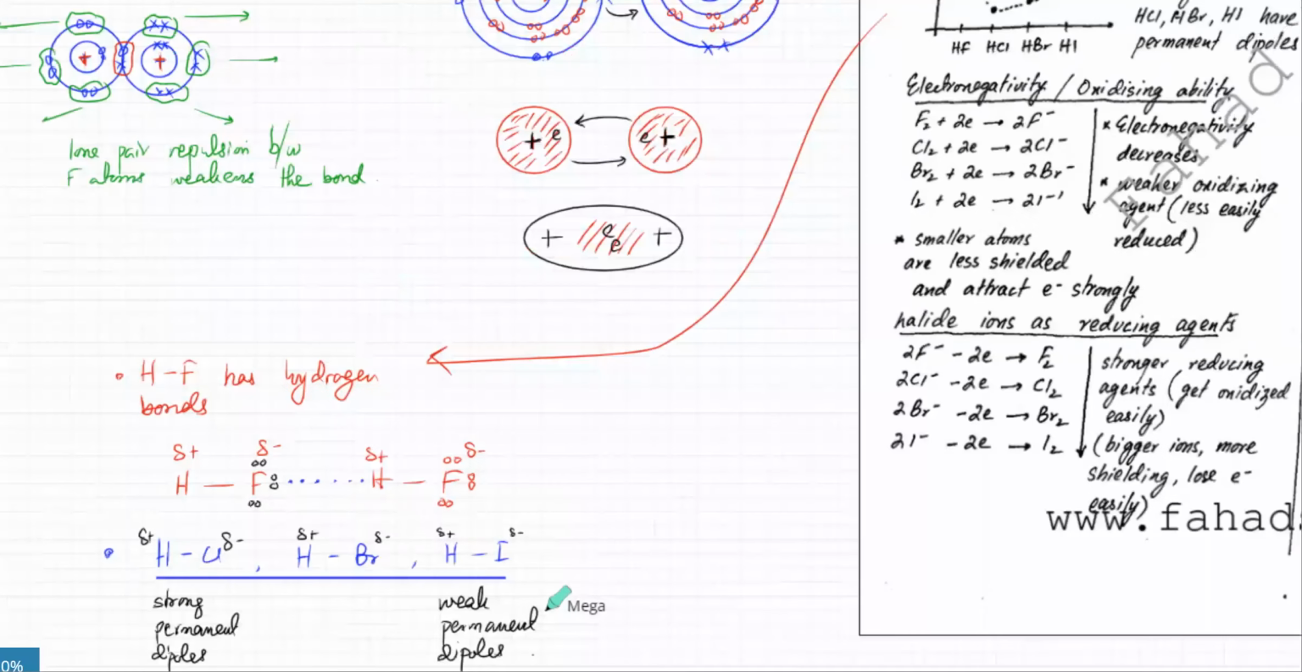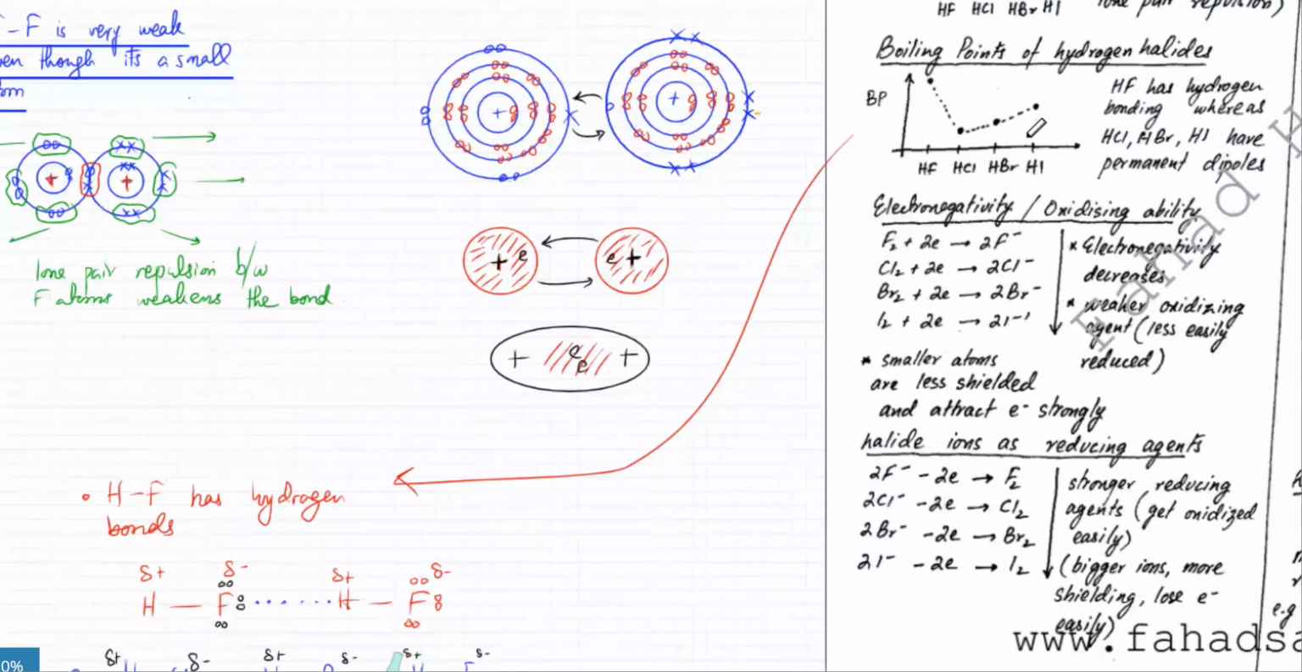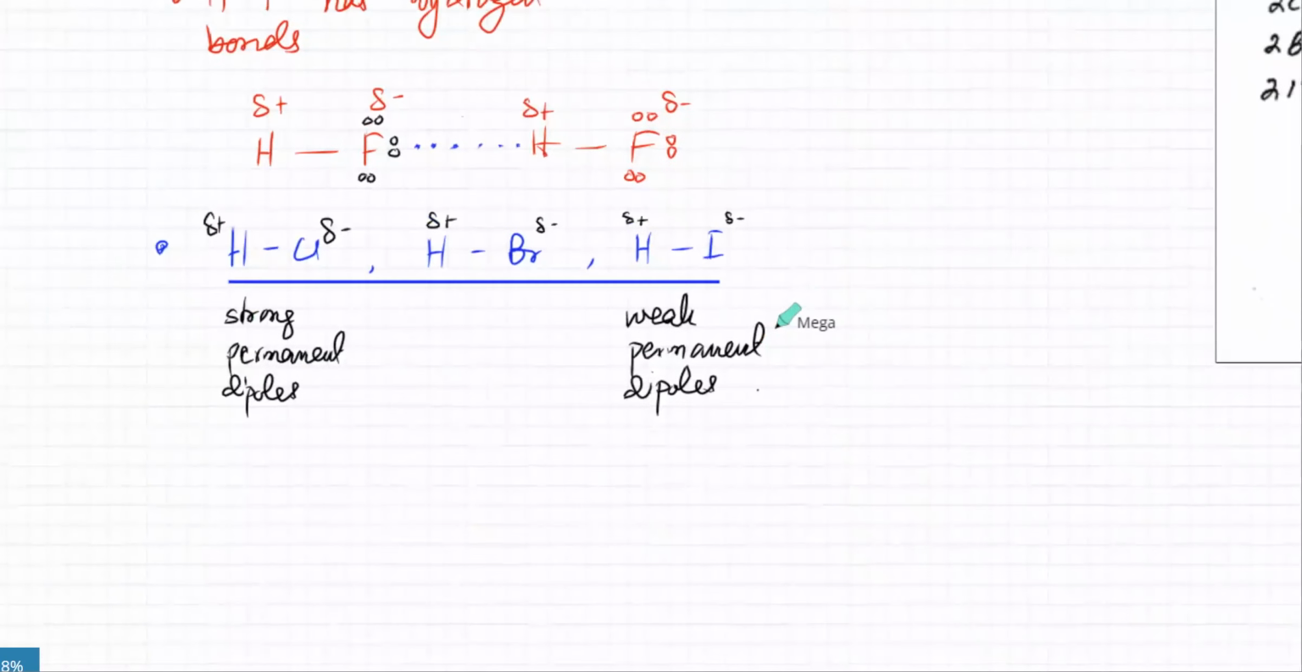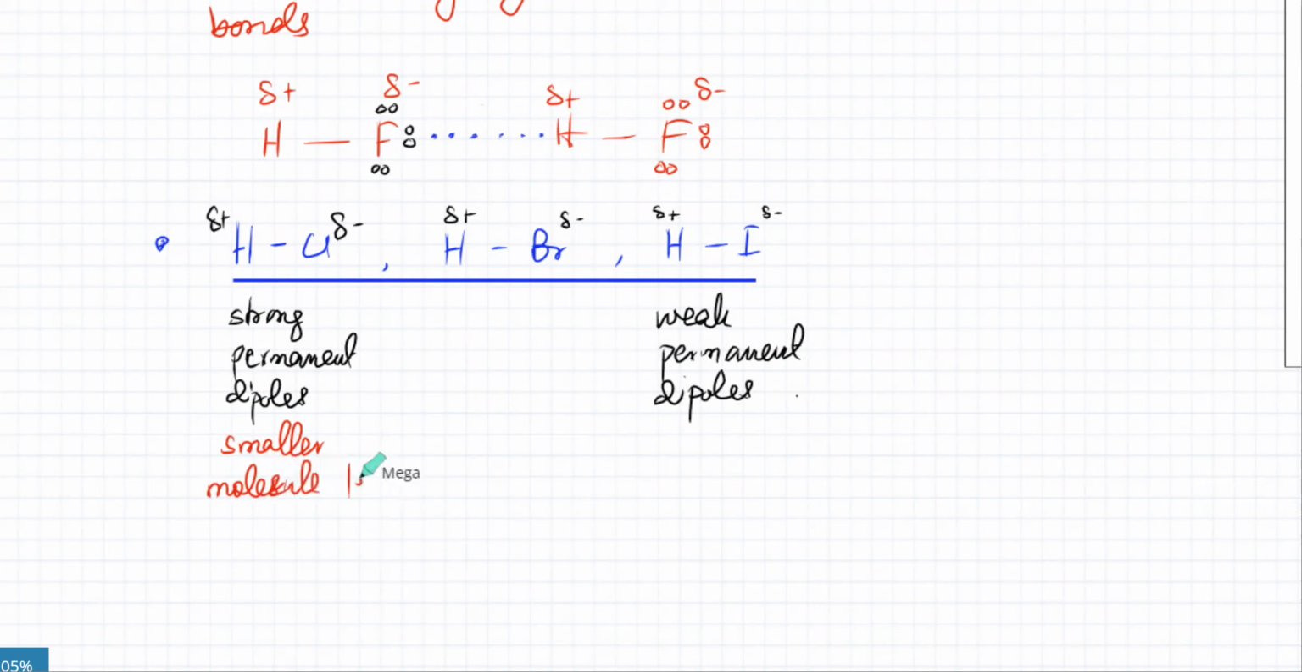But the thing is that if you look at the graph, HI has the higher boiling point. And the reason for that is that every molecule has van der Waals forces. The first one is a smaller molecule, so less van der Waals forces. When you go down the group, you've got bigger molecules, which means there are more van der Waals forces.